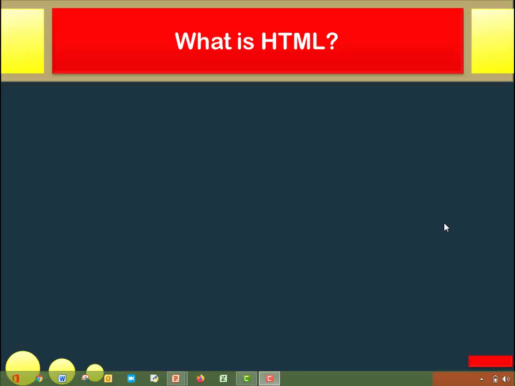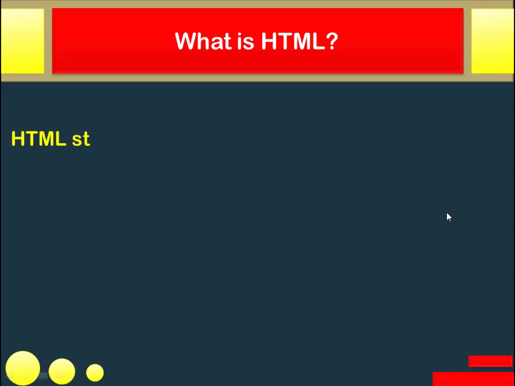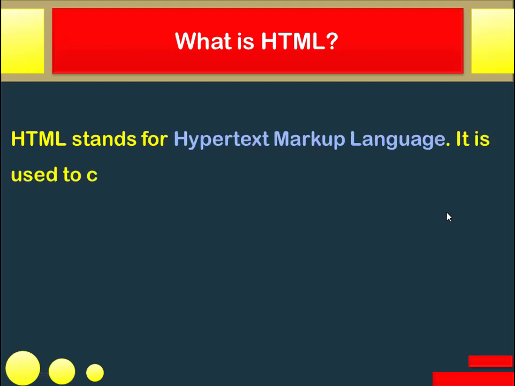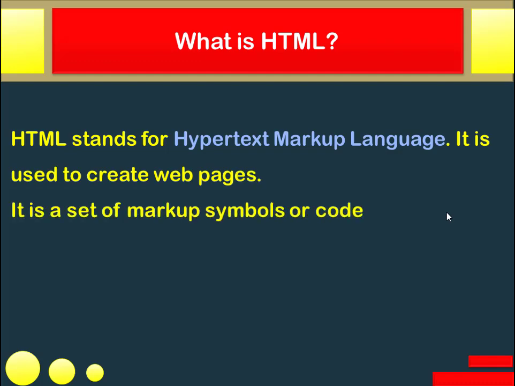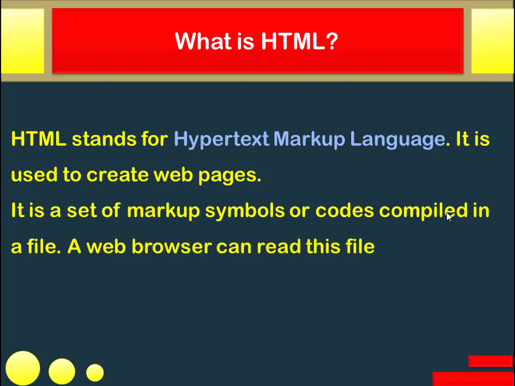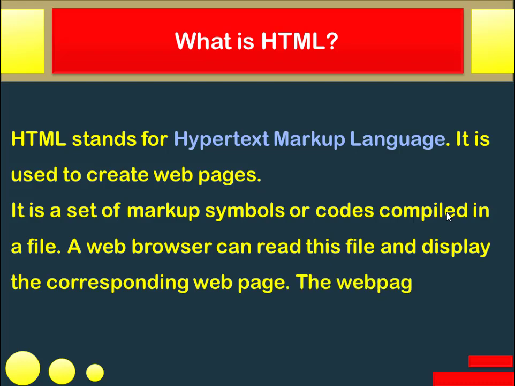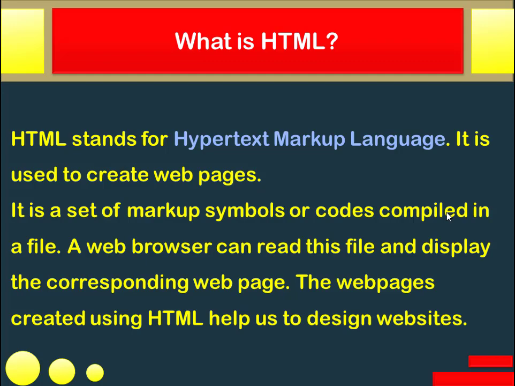So what is HTML? HTML stands for Hypertext Markup Language. It is used to create web pages. It is a set of markup symbols or codes compiled in a file. A web browser can read this file and display the corresponding web page. The web pages created using HTML help us to design websites.